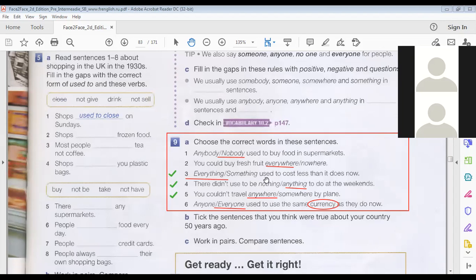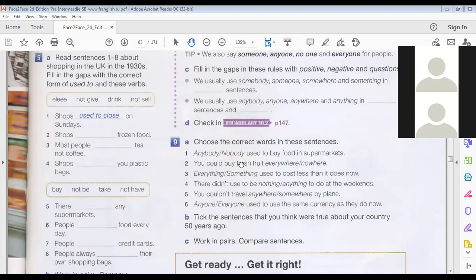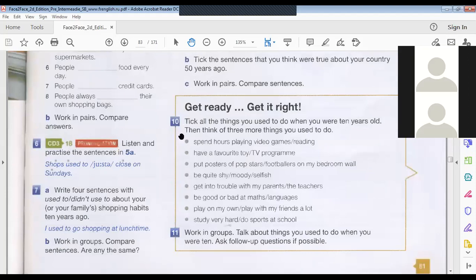Okay, very nice. So now we know how to use somebody, somewhere, nobody, anywhere. So these are some tips on how to use them. Now here, let's see this exercise. I think it is a speaking exercise. All right, so here what they want us to do is tick the things that you used to do when you were 10 years old. So all we need to do is imagine when we were 10 years old and what are some of the things that you used to do.